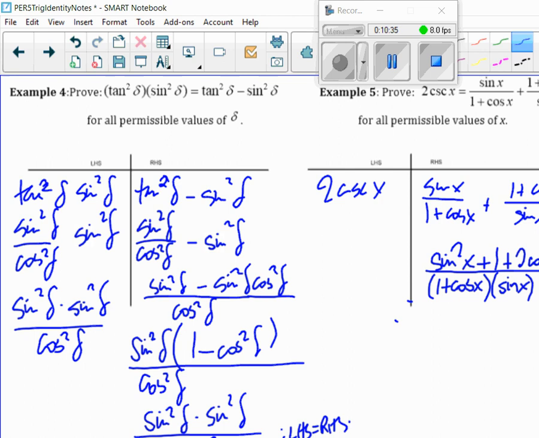First, I get the 1. Then outer I get plus cos x. Inner I get plus cos x. So that's how I'm getting the 2 cos x. And then last I get the cos squared x. Okay, so do you see an identity here?